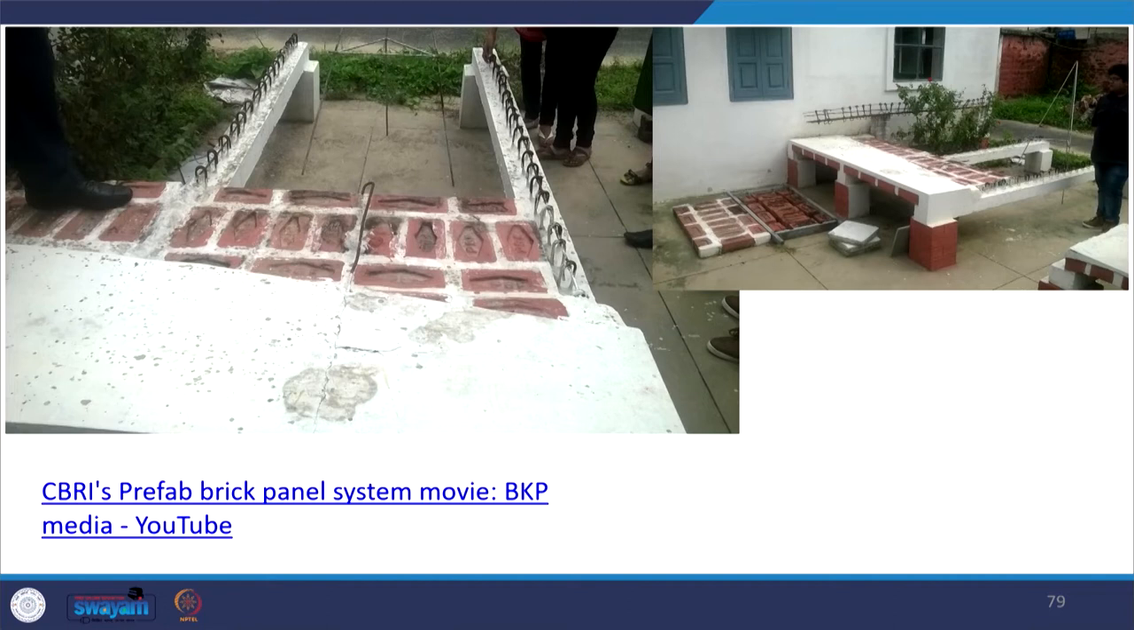At the same time, this is how you make these intermediate beams, and then over that you put these panels, and over the top of it you have this deck concrete. So that gives a finished roof section like this.